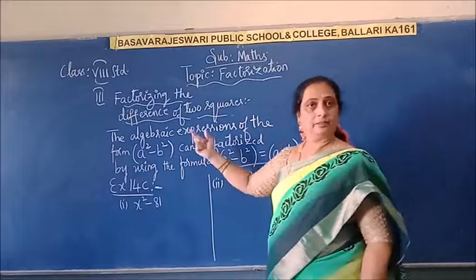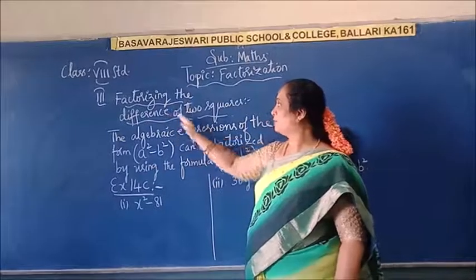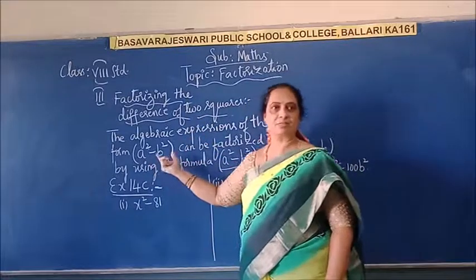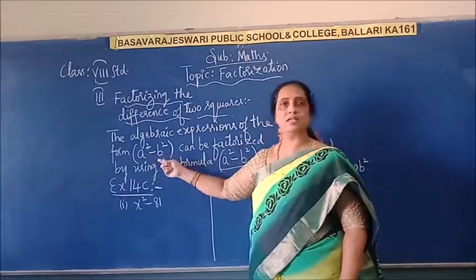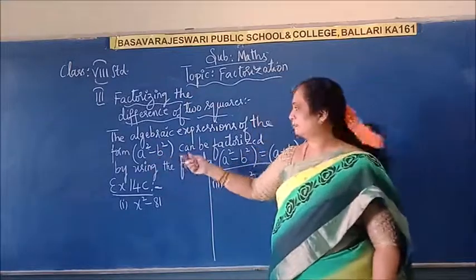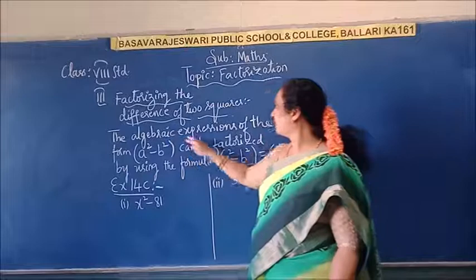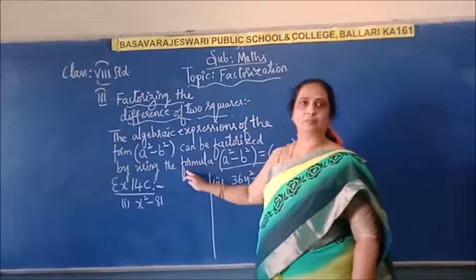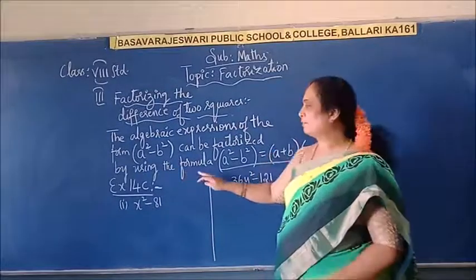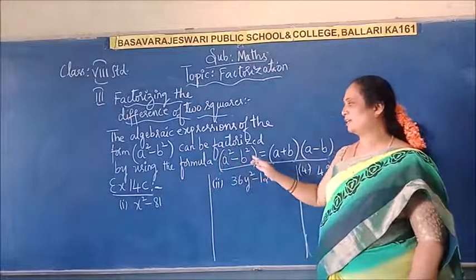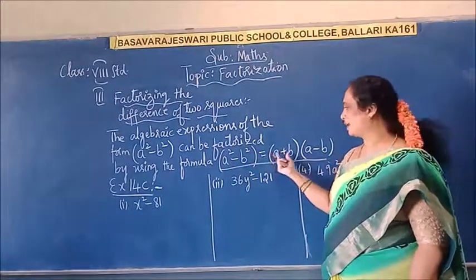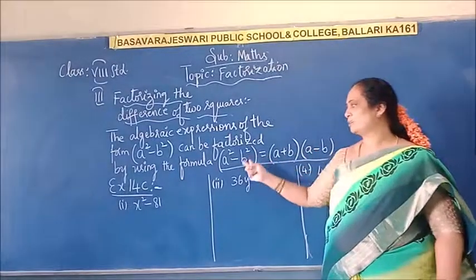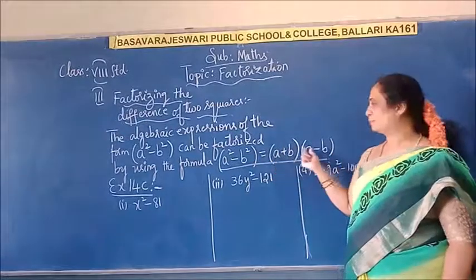Okay, children, the third method is factorizing the difference of two squares. How to factorize an expression when it is of the form a square minus b square? The algebraic expressions of the form a square minus b square can be factorized by using the formula: a square minus b square is equal to a plus b into a minus b. You have to resolve this a square minus b square into factors like a plus b into a minus b.